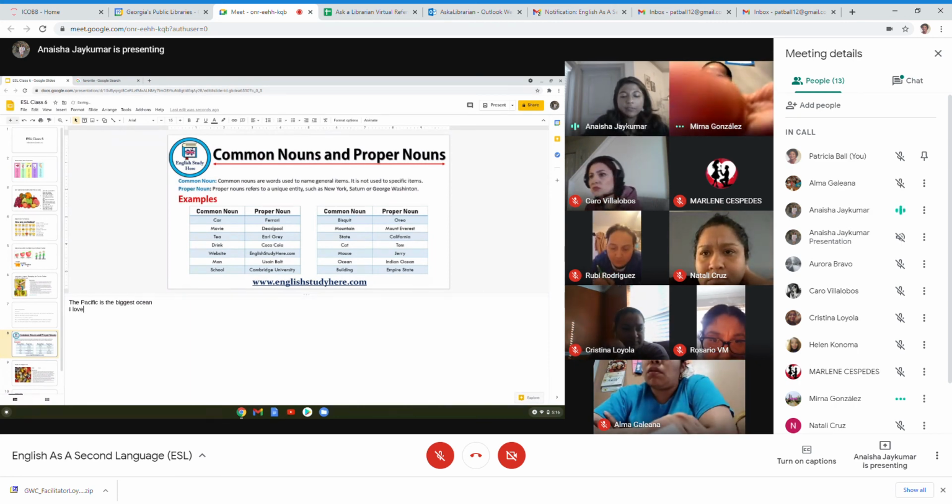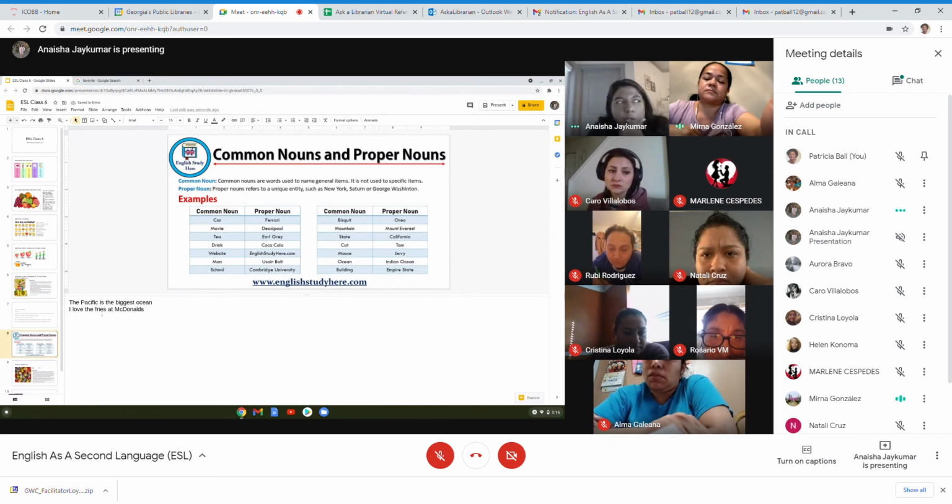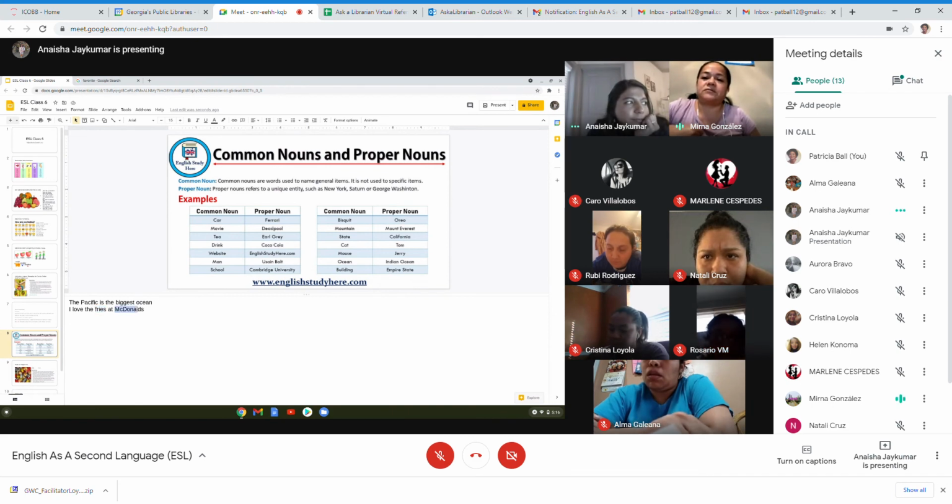I love the fries at McDonald's. So fries, what kind of word is that? Noun. Common noun. And McDonald's? It's a proper noun. Yes. Okay.